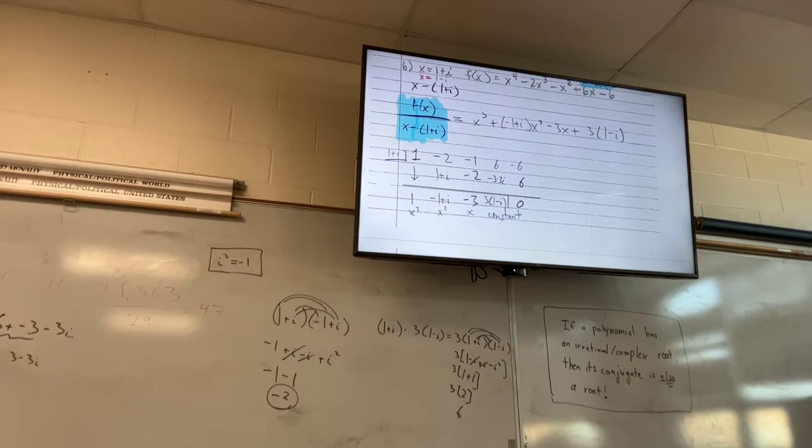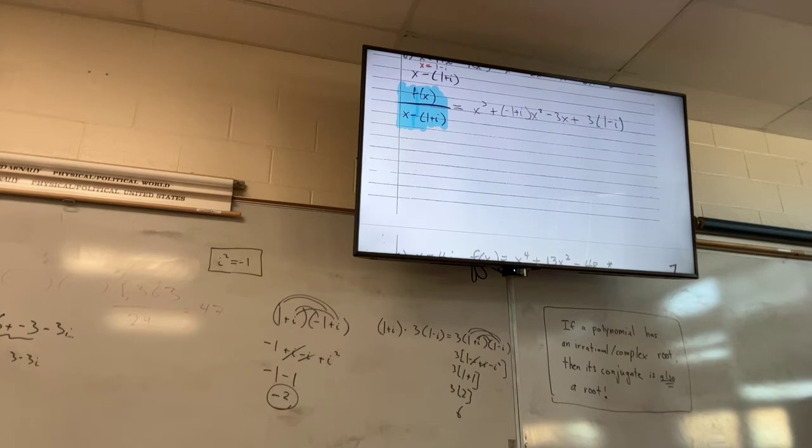I'm going to erase my last long division. Now I'll use red. Now I'm going to do x cubed, I'm just going to copy it. Now what I can do is divide that result by x minus 1 minus i, and that'll give me something even simpler. That's what we got to do here.